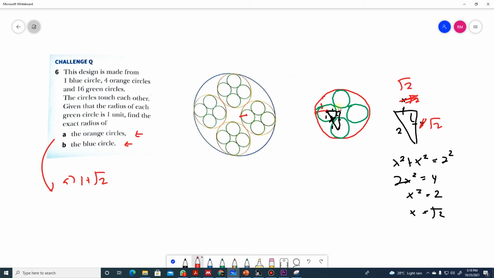Okay, it seems to be complicated, but try to visualize it one more time. This length from this point to this point is supposed to be surd 2, I just taught you how to find it, right? And the distance from this center to another touch point is supposed to be 1, because the radius of the green circle is 1. When we add them together, we're going to get 1 plus surd 2. So the radius of the orange circle is 1 plus surd 2. The same concept we need to use to find the radius of the blue circle. Okay, let's try to do it.